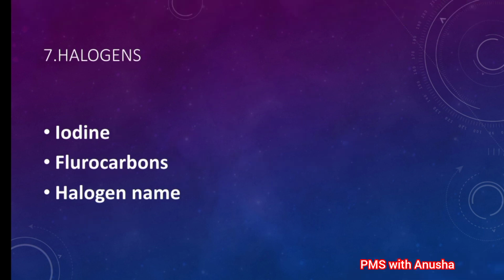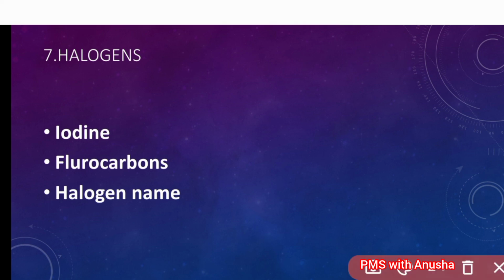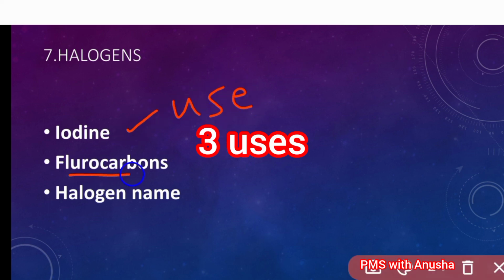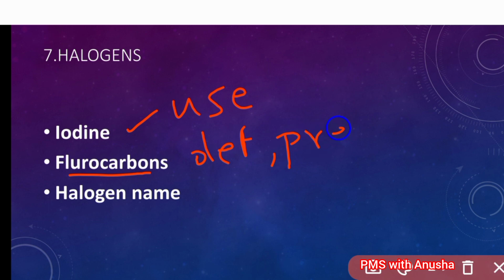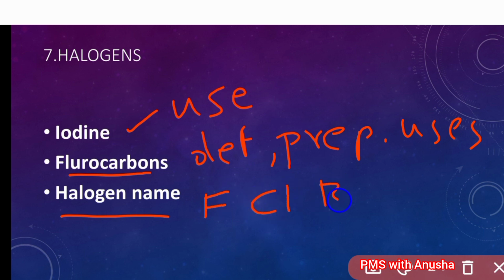Next, the seventh unit is halogens. In the halogen unit you have to study iodine uses. Next, in fluorocarbons you have to study definition, after that preparation and their uses. Next, you have to study halogen names and their symbols also, that is fluorine, chlorine, bromine, Br, and iodine, that is I.